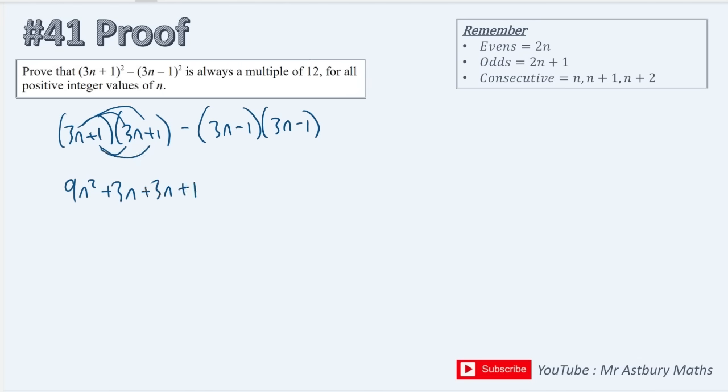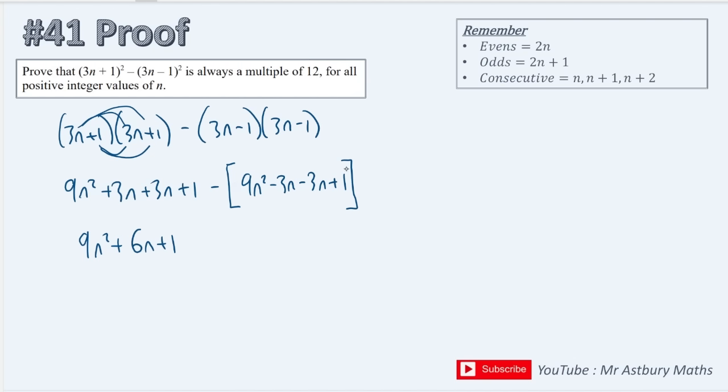And plus 1. Now, what I'm going to do is, because there's a minus sign there, I've got to be really careful. When I expand it, I'm going to put it into a big bracket like this, because I don't want to make this mistake of forgetting to use the minus sign on every single one of the terms. Okay, let's expand. I'm going to get 9n squared minus 3n minus 3n plus 1. Okay, great. Now I can simplify. So this is 9n squared plus 6n plus 1.